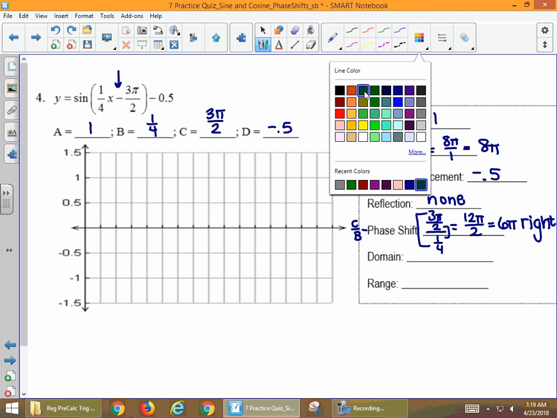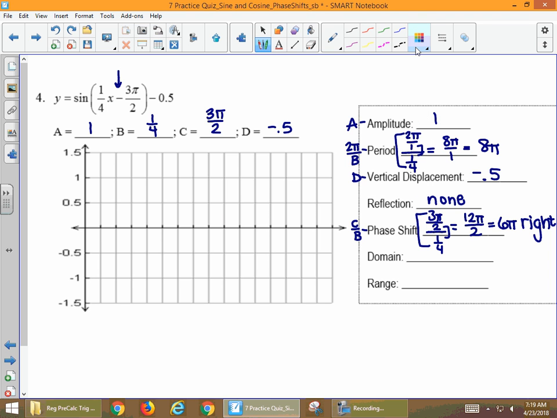let's get some details down here on our x-axis. 8 pi is what we're going to start with. That's going to be 4 spaces on our graph. So count out 4 spaces. 1, 2, 3, 4. That's 8 pi. That means 1 space is 2 pi. And I went ahead and labeled all of those because I do need 6 pi as my phase shift.